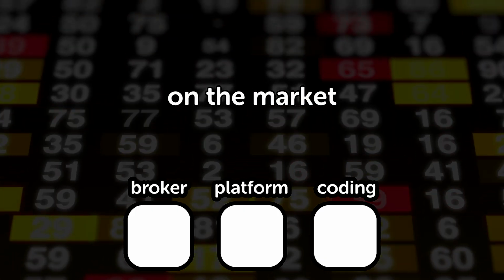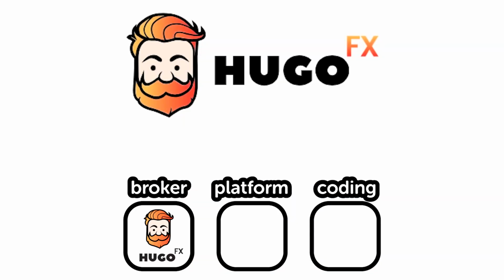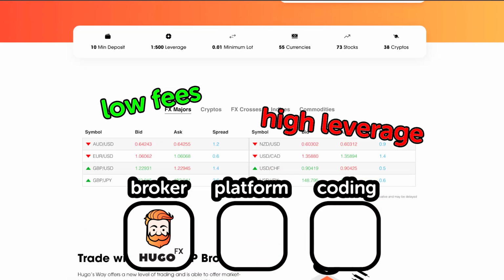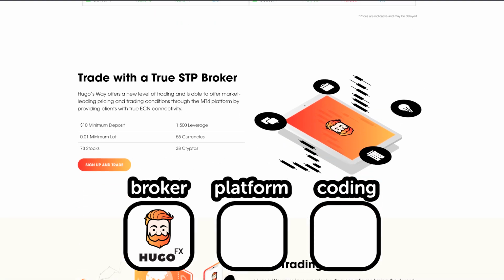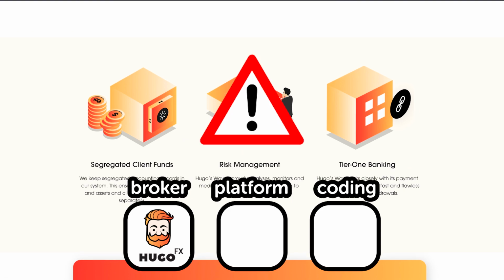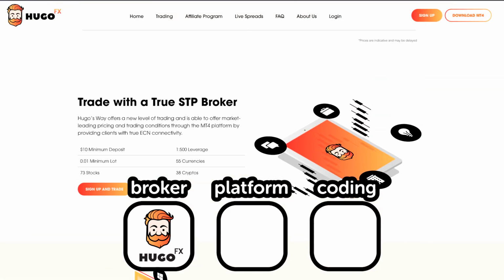When trading on the market, you need a broker. I'm going with Hugo's way just because you can trade anything as much as you want, and they have low fees and high leverage. I'm going to put a link in the description if you want to sign up. Just make sure you know this isn't financial advice and that there can be a lot of risk with high leverage accounts, so just be careful.